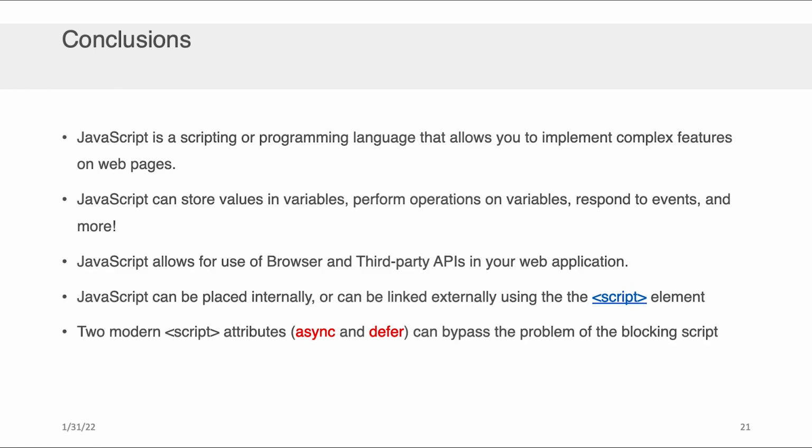JavaScript can be placed either internally within your HTML documents, or it can be linked to externally using the script element, as we showed multiple times. You should, of course, always link to it externally using script, unless you have a very good reason not to. And there are ways to include attributes within your script tags so that you can bypass the devilish problem of script blocking when you're loading JavaScript in your HTML documents.